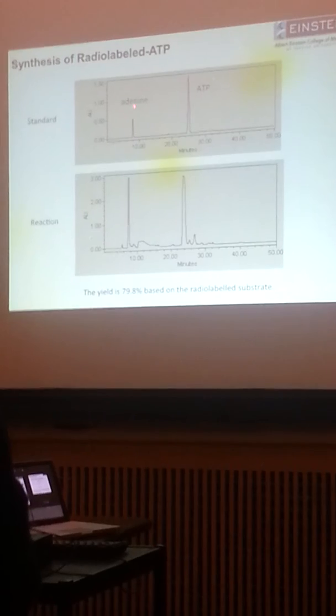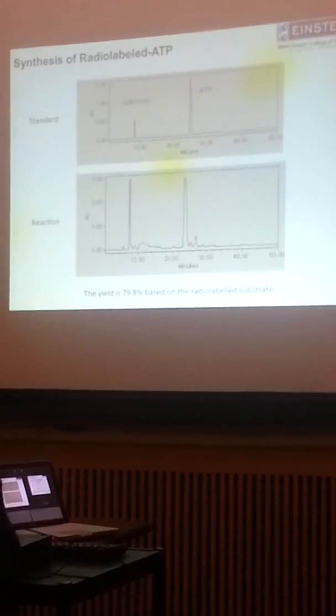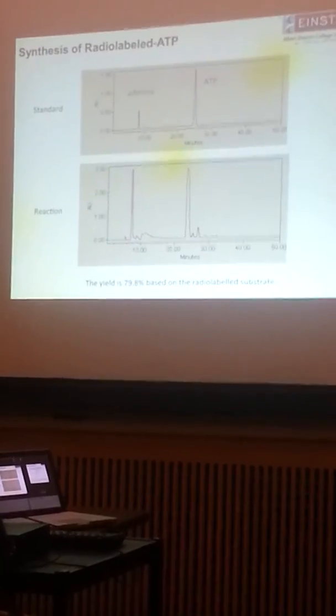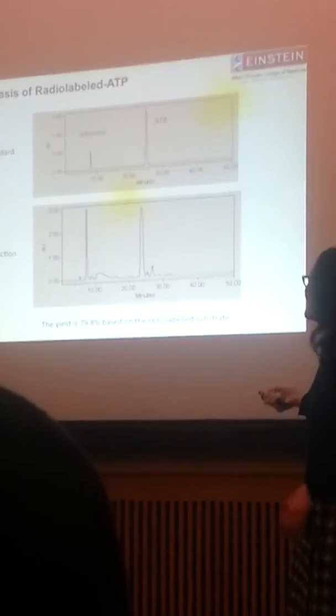AMP. And then coupled with the myokinase and the pyruvate kinase, the AMP will be converted to the ATP. So the radio-labeled ATP is purified with HPLC, and for the standard curve, you can see the adenine and the ATP can be separated well. Here is the adenine peak, and then we collect the ATP peak, and we get the purified ATP, and the yield is around 18%.